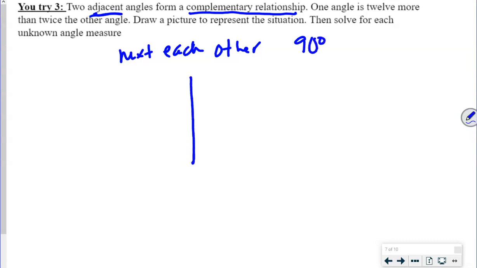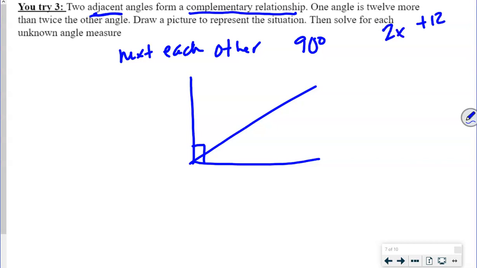Okay, so I'm going to draw a right angle here. And then it says I got two angles next to each other. So I'm just going to draw me a line. Okay, because I don't know what the measure is. It says one angle is 12 more. That means plus 12. Then twice the other angle. So that means 2 times whatever that is.